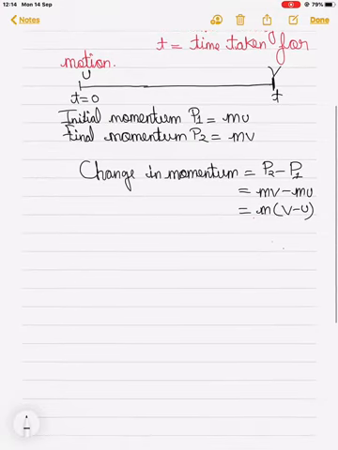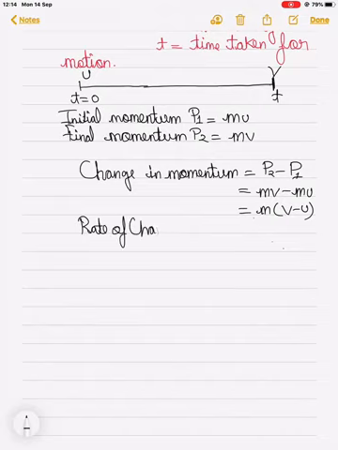Now we need to find the rate of change of momentum. So in rate of change of momentum, we will get the time in the denominator. So it will be m(v minus u) upon t.